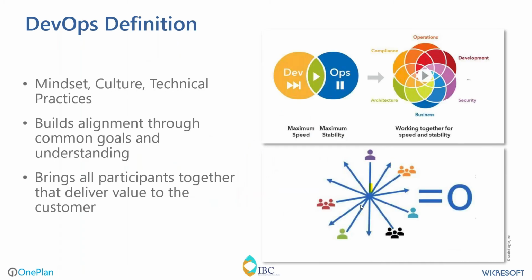So DevOps, in the end, is people, process, and tools, but it's also mindset, culture, and technical practices. On a very simplistic basis, we're putting together development and the operations side, infrastructure and operations. They have different goals, and here we're going to get everyone aligned to go in the same direction by having all the different participants working together for that speed and stability. So the big word here is alignment, changing the mindset, and then bringing all the participants together.